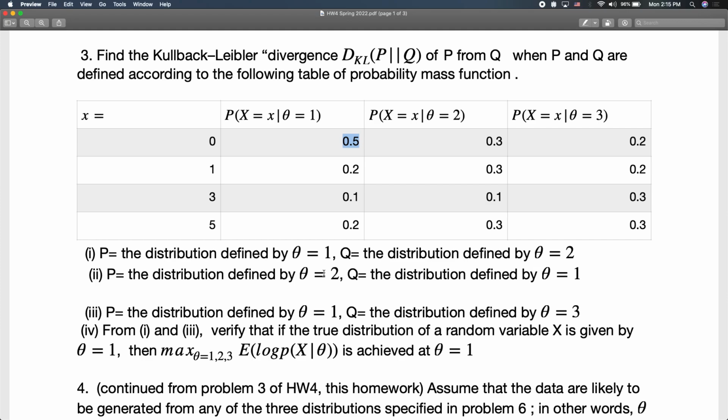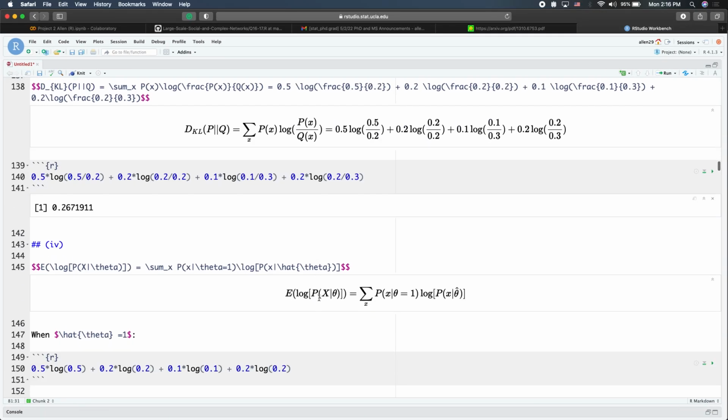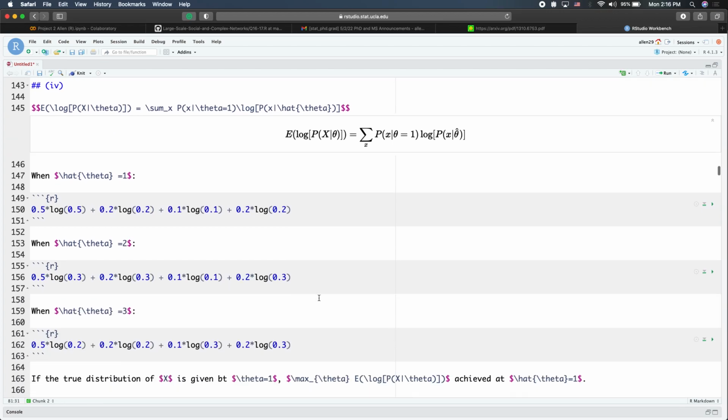Okay, if not, then for part 4. Verify that if the true distribution of a random variable x is given by theta equal to 1, then the maximum of the expectation of the log probability is achieved at theta equal to 1. Yeah, so here is the expectation of the log of the probability.